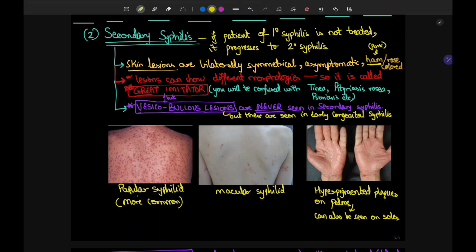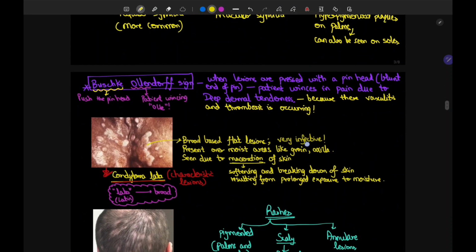So see, this is a papular syphilid. You may see many papules all over the body, papular syphilid. Now these are macular syphilid. These are macules, these are papules, and these are hyperpigmented plaques. If the syphilis infects your palms and soles, you will see hyperpigmented plaques.